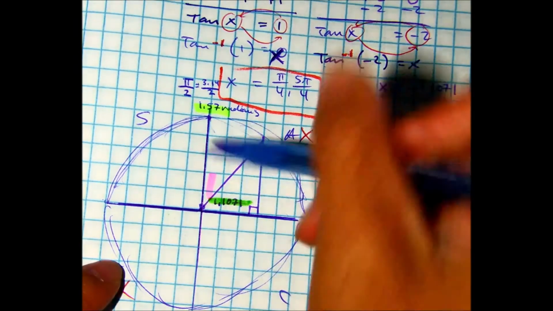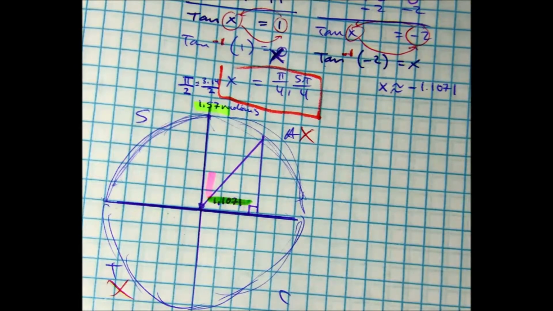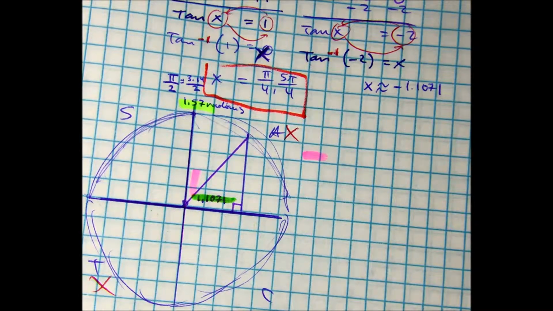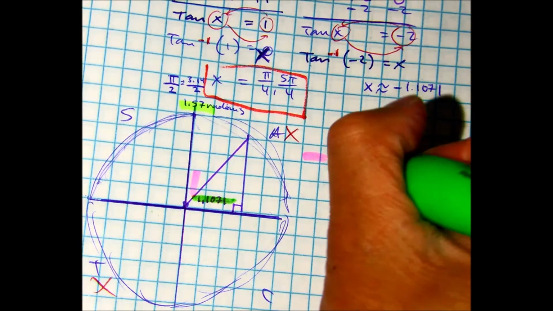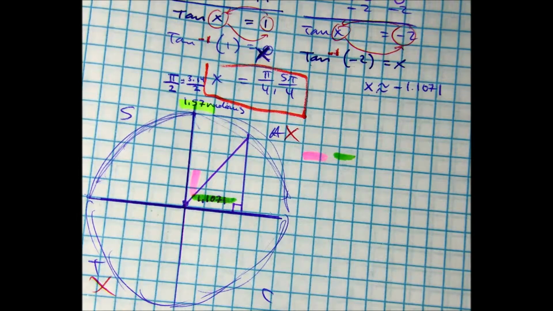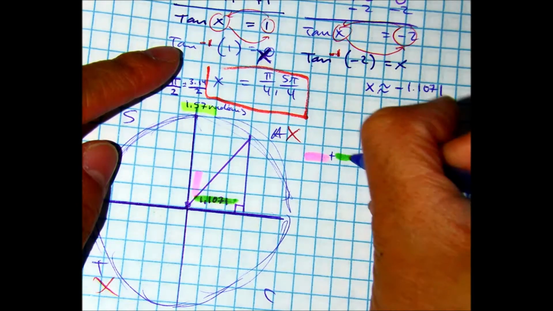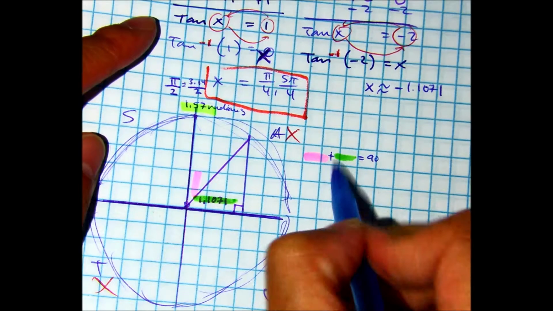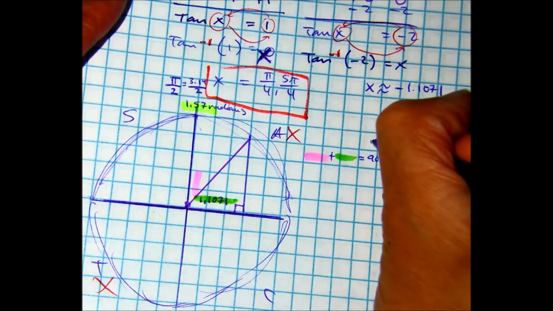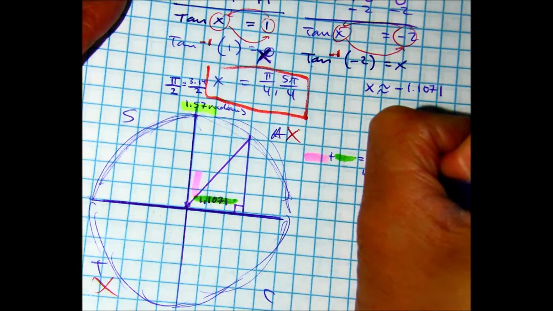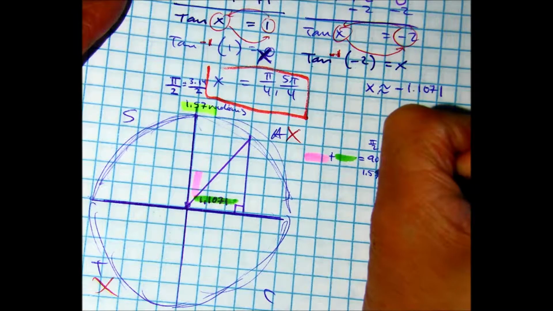Okay, class, what's the relationship between pink and green? Complementary angles. Class, what do we know about complementary angles? You add them together equal 90 degrees. But class, do we have degrees here? What do we have? Radians. So instead of being blank plus blank equals 90, we're going to have blank plus blank equals pi over 2, or blank plus blank equals 1.57. Does that make sense?